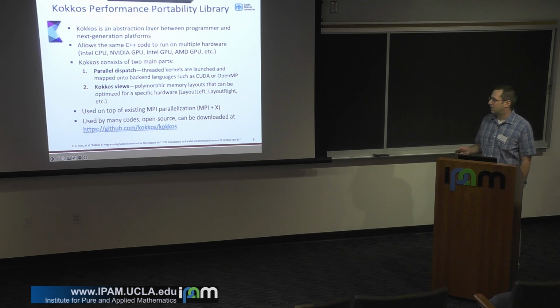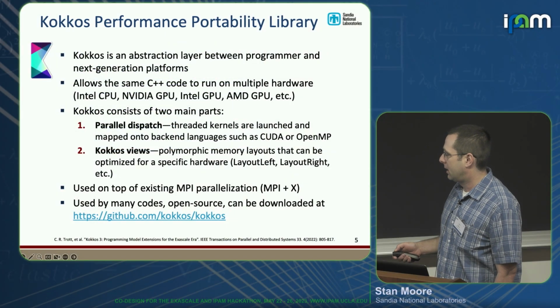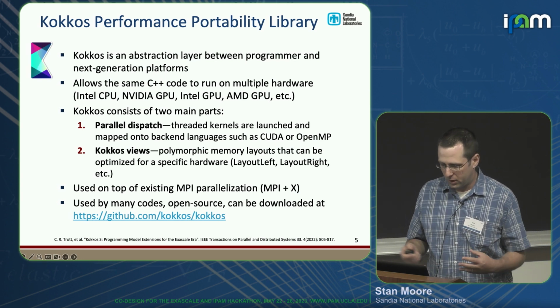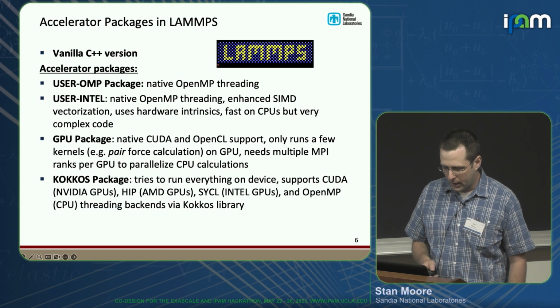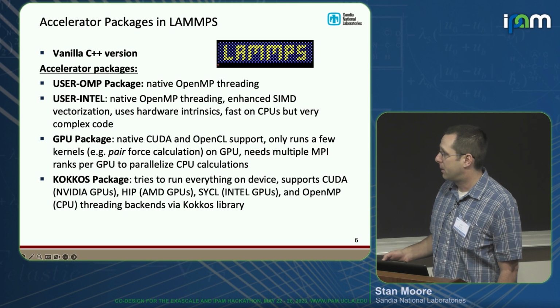The second part of Kokkos are these Kokkos views, which are arrays that can be optimized for specific hardware at compile time. So with just compiling with a different layout, we can optimize for GPUs or CPUs. So this would be like a Fortran style column major versus C style row major. It's used on top of MPI, so we're doing multi-threading on top of MPI, and as I said before, it's on GitHub.